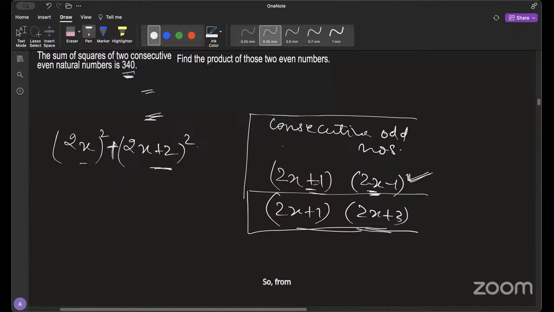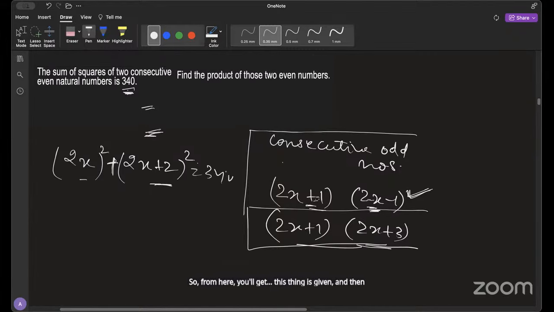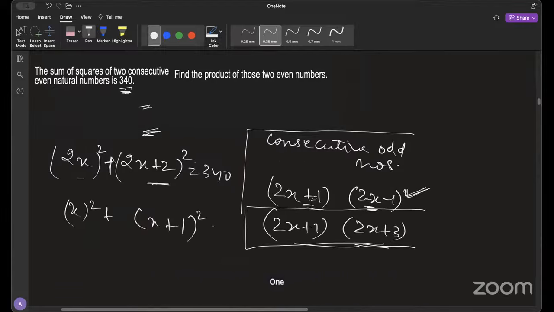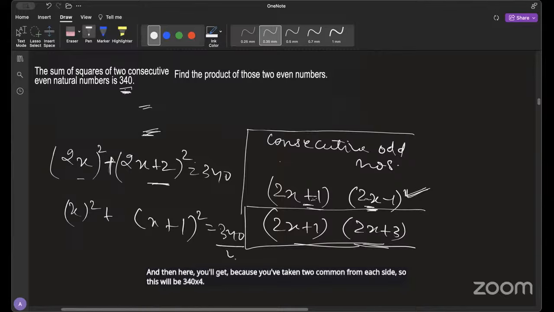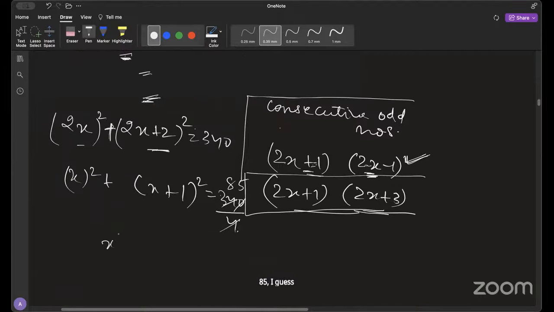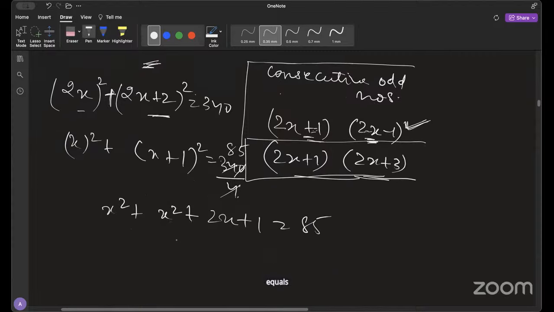So from here you will get this thing is given and then you have been given 340. So you can just take 2 common from here if you want to. You'll get x square and x plus 1 whole square. And then here you will get, because you've taken 2 common from each side, 340 by 4. So it's 85, I guess. And then you'll have x square plus 2x plus 1 equals 85. And then you can solve this equation.